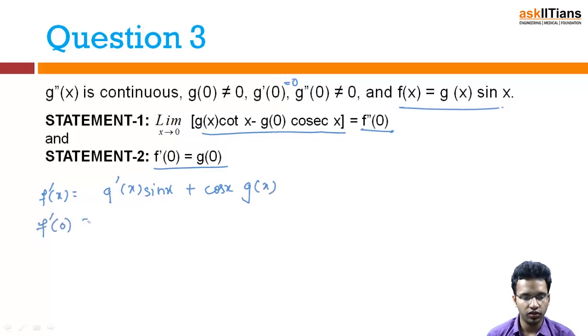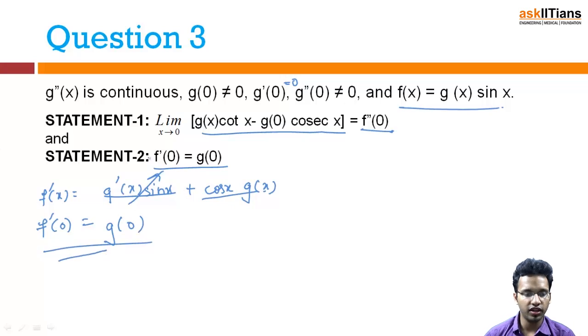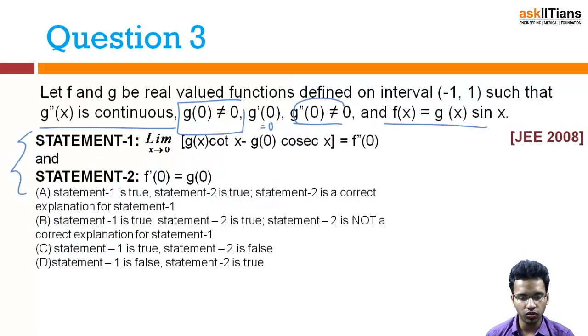Okay, so this is 0, sin x sin 0 is 0, and this will be 1 into g x, that is g of 0. So this statement is true, there is no doubt about that. So we have basically eliminated two options, that this is false and okay, this can also be true, but we have just eliminated this one.